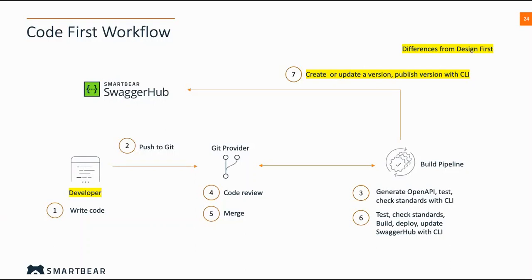So SwaggerHub works well in a design first approach. It works well in a code first approach. And importantly, as you in your company start implementing an API strategy, it helps teams move from code first to design first if that's one of your goals.